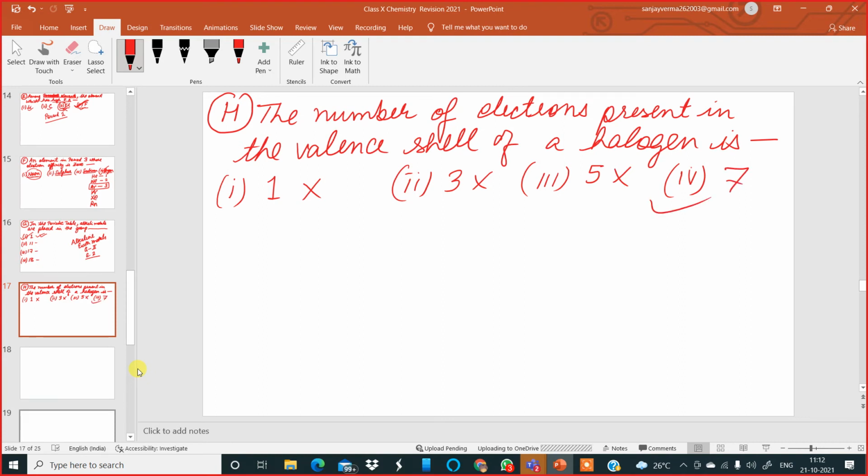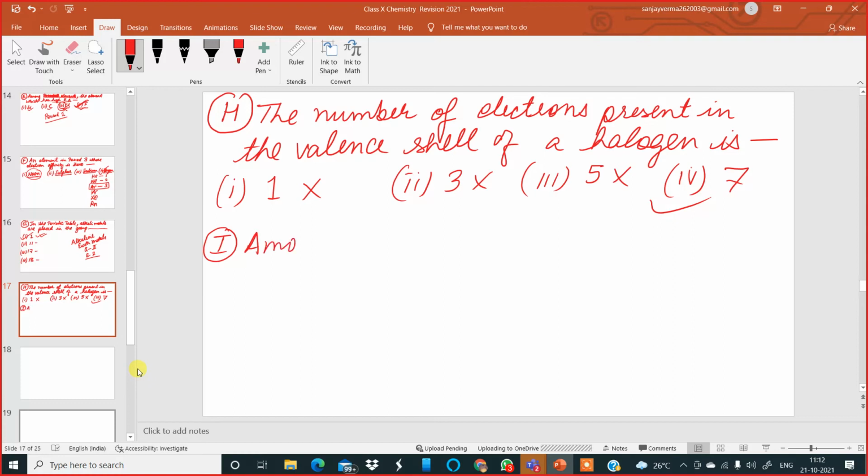Am I clear? Okay. So halogen, group 17. Yes, sir. So they have 7 electrons in their valence shell, H. Now we move to the next one, I. I'll write here only. I.